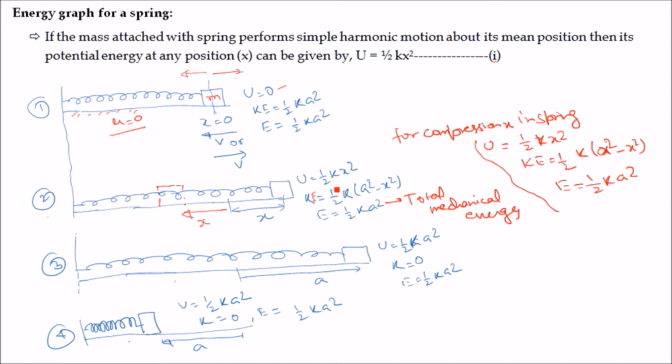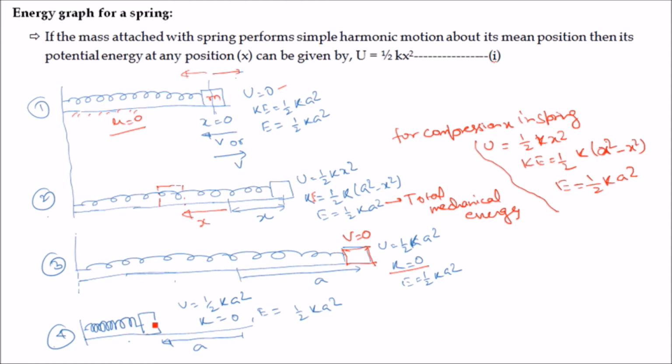Similarly, if I consider the maximum expansion, like if the object moves in such a way that it has moved to a maximum distance equal to a, it means no further distance it will move, or the maximum expansion will be equal to a. So at the time of maximum expansion the object stops. As the object stops, the velocity at this point is equal to 0, so the kinetic energy is equal to 0 and potential energy is equal to half ka square. So the total mechanical energy is equal to 1 by 2 ka square.